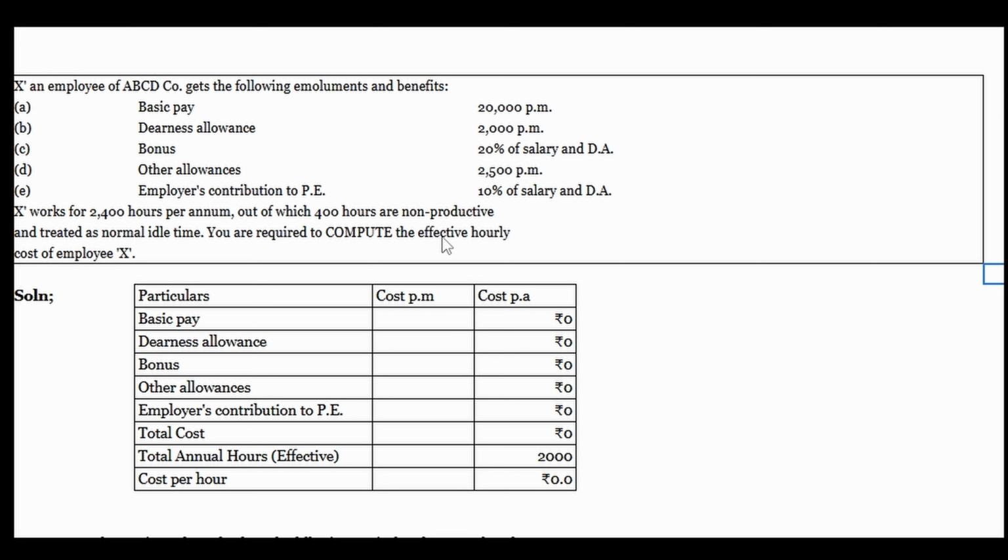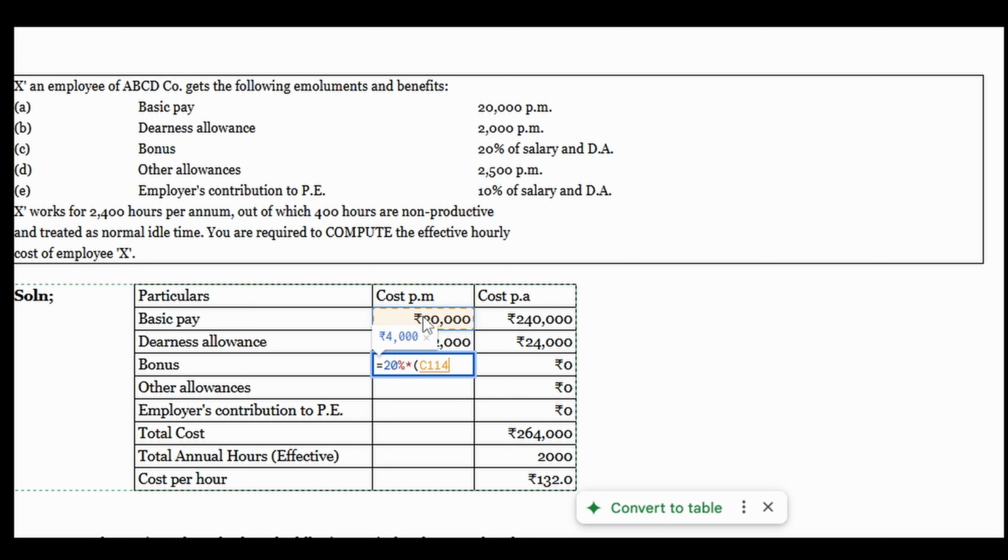To calculate the hourly rate, you need two details. One is total cost, second is total hours. If you divide total cost by total hours, you will get the cost per hour. Let us solve this problem. The basic pay here is given as 20,000 per month, so 2.4 lakh per annum. Next you have dearness allowance. Sometimes they will give it as a percentage of basic. Here the question says directly 2,000 per month. Bonus is 20% of basic and DA. So this will be the bonus.